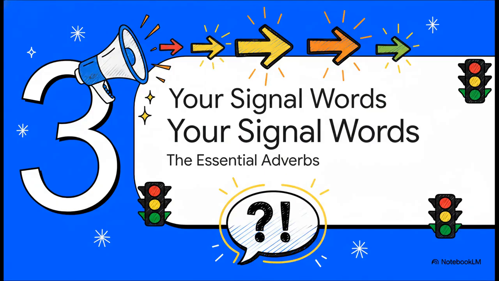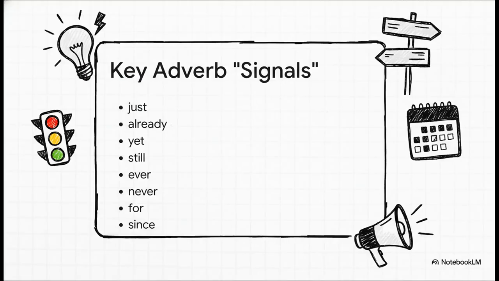All right, you ready for a fantastic little shortcut? A secret tip? There are these special adverbs that basically act like giant flashing neon signs that scream, "Hey, use the present perfect!" We call these your signal words. Seriously, think of this list as your personal cheat sheet. If you spot one of these words in a sentence, 9 times out of 10, it's a huge clue that you need the present perfect.